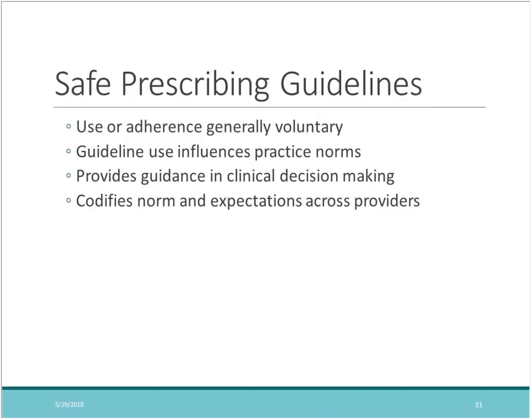I think there is actually a lot of value, and many of the coalitions have recognized that, and we'll talk about that. Guidelines are an important but the least strong form of influencing prescribing behavior. The use or adherence is generally voluntary. Guidelines influence practice norms, so they set a standard for what would be accepted as normal and the standard of practice for a given community. Guidelines influence clinical decision-making, but don't force clinical decision-making.